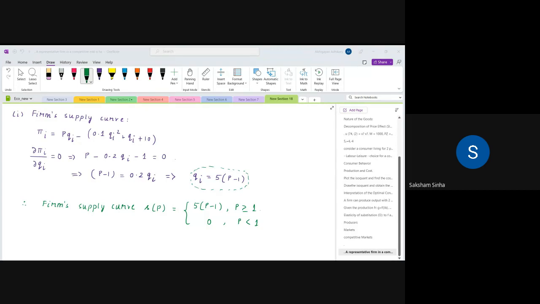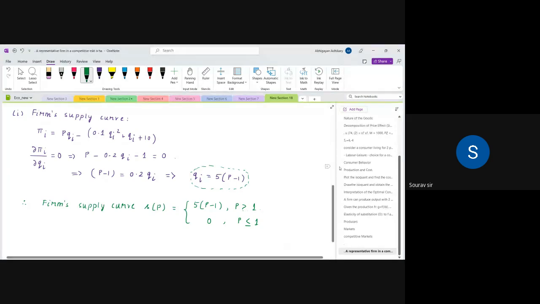Sir, when P equals 1, won't the quantity be 0? Yes, Saksham, you can put it the other way around as well. Typically P equals 1 is basically the break-even point, so whether you put it above or below doesn't matter. But you can do this, it's fine. This would make more sense, right? This is fine.